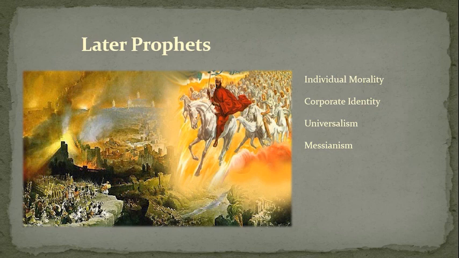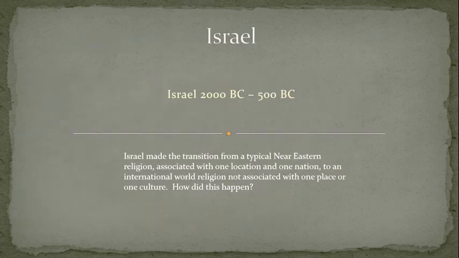For right now, what I'd like you to do is I'd like you to answer this question. Israel made the transition from a typical Near Eastern religion associated with one location and one nation to an international world religion not associated with one place or one culture. How did this happen?